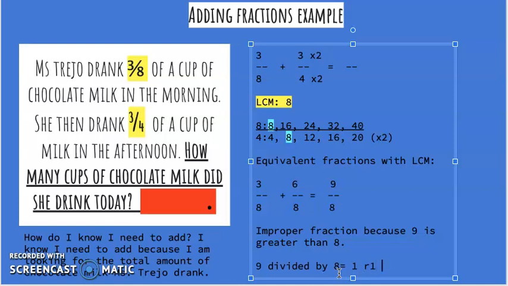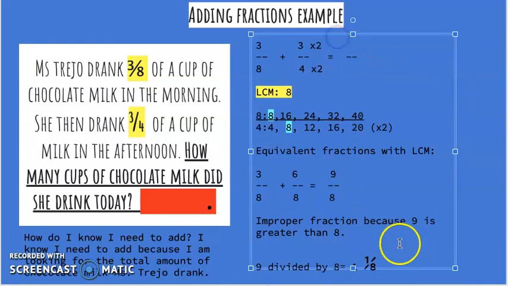So now, I have a remainder, right? So you forget about the R and you put your remainder over your denominator, which in this case was 8. So 9/8 simplified is 1 and 1/8.